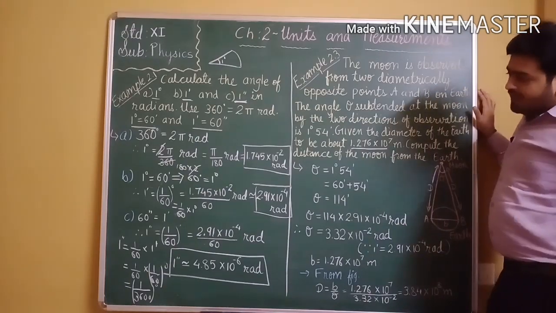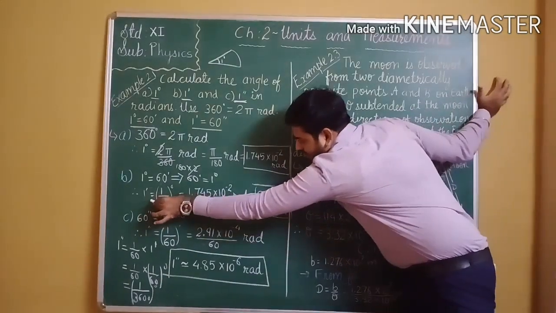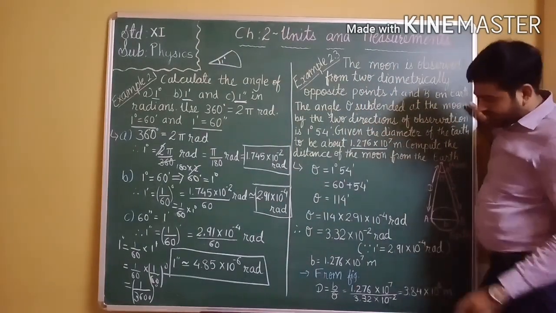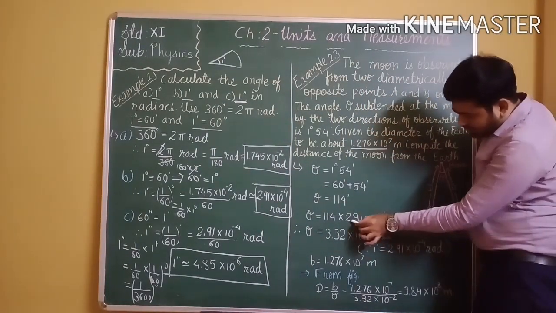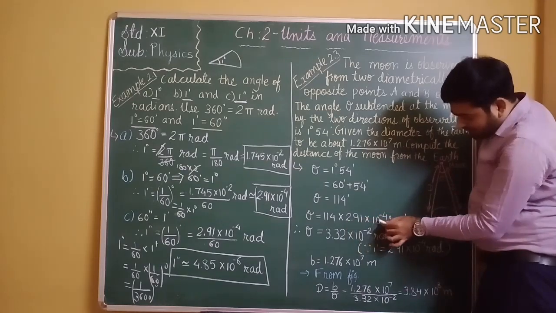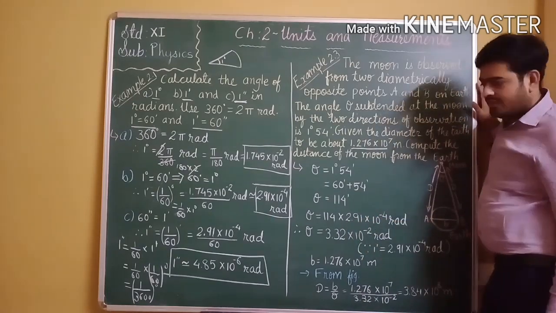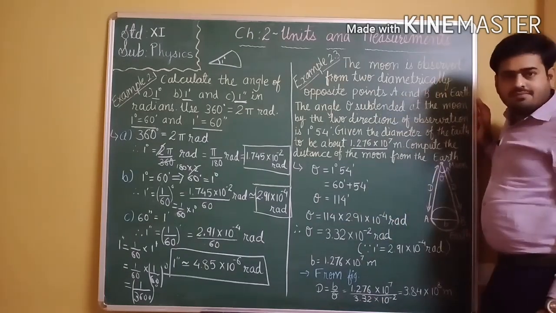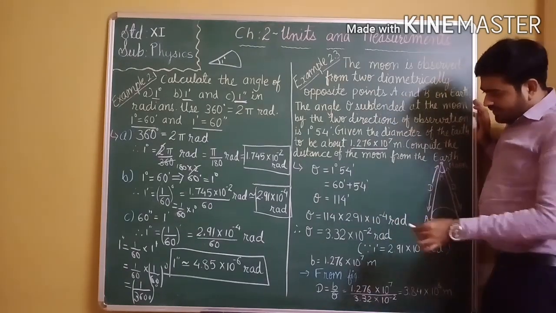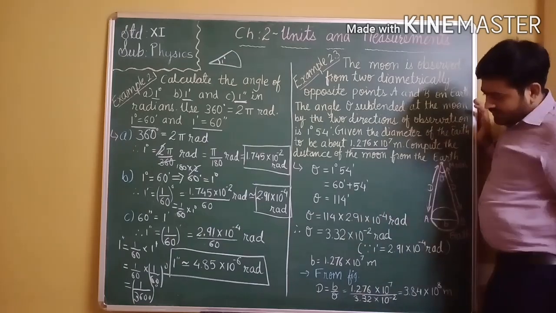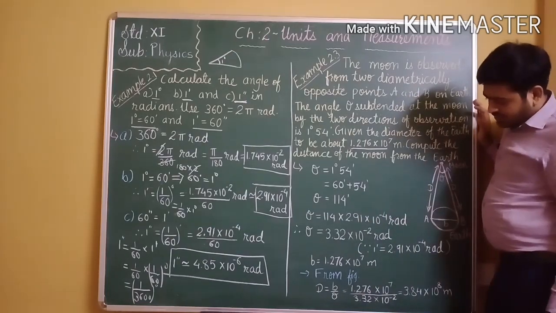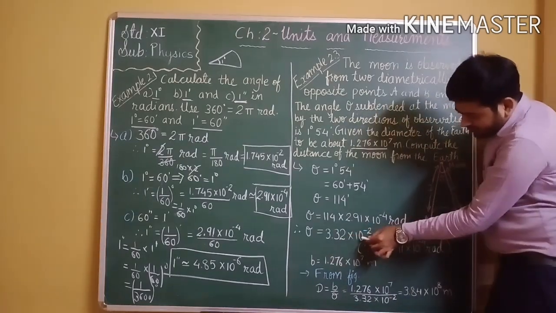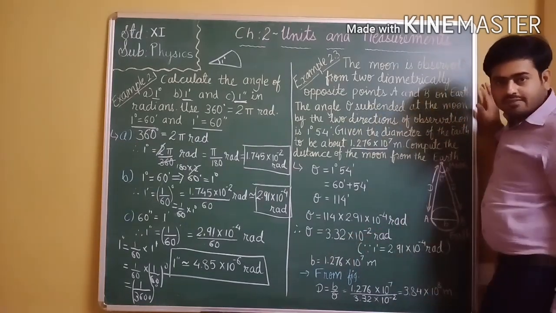What is the value of 1 minute? 1 minute is nothing but 2.91 into 10⁻⁴ radian. So instead of 1 minute we can write 2.91 into 10⁻⁴ radian. Now we have converted this theta into radian. So theta is equal to 114 into 2.91 into 10⁻⁴ radian. It can be written as 3.32 into 10⁻² radian.